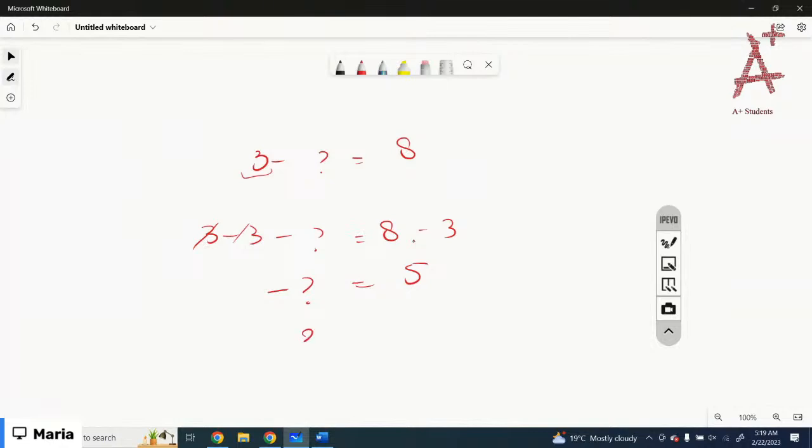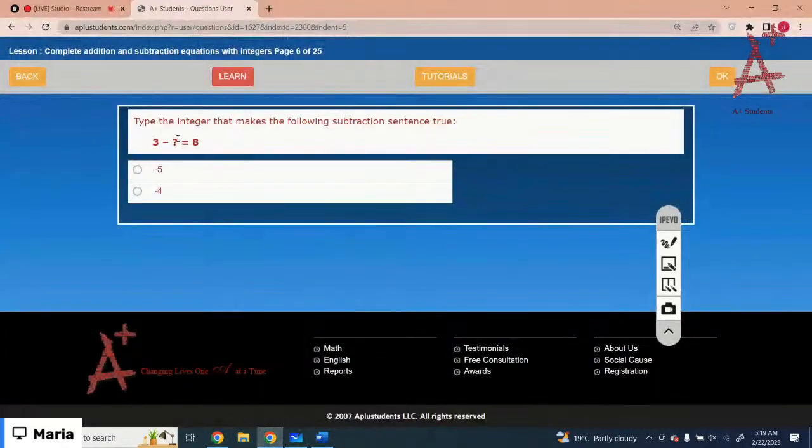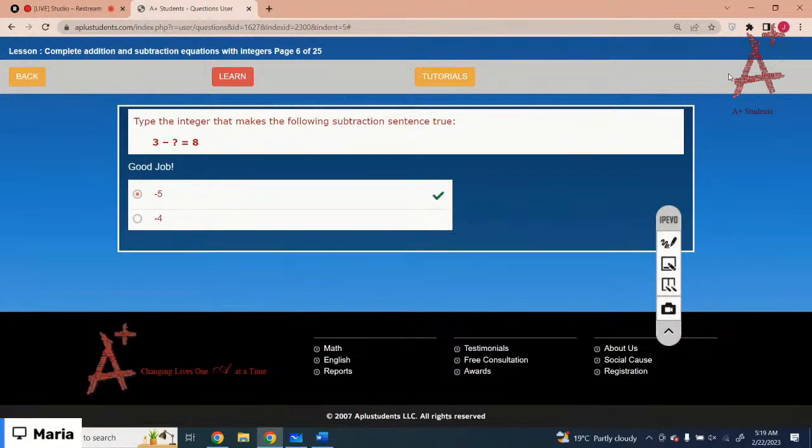You have a negative sign on the missing number. You have to shift that negative sign to the other side. So that means the missing number is negative 5. Very good, everyone. So the correct option is negative 5.